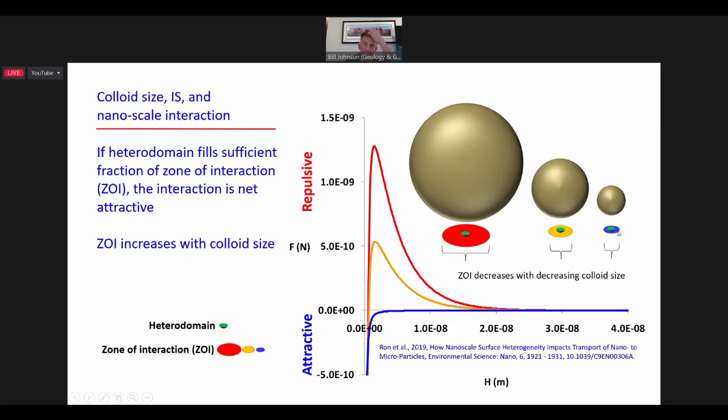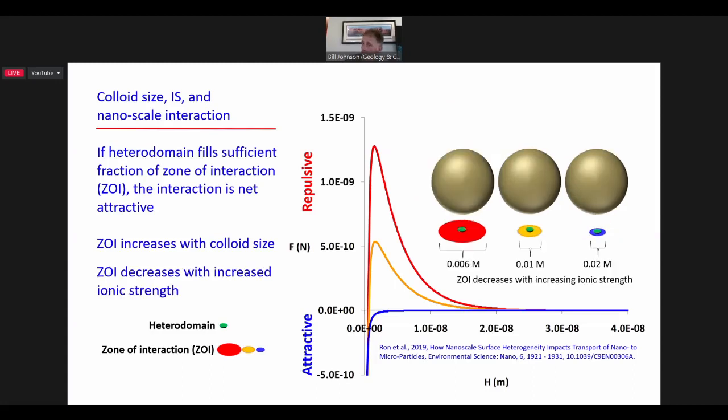And let's suppose there's heterogeneity on the surface, shown by that green disk. Well, you can see that the heterogeneity occupies a small fraction of the zone of interaction for the largest colloid. And so the interactions will be predominantly repulsive with some attraction in the very center of that zone, but not enough to remove the barrier. So you get this red, large repulsive barrier. In contrast, for the smallest colloid, the heterodomain occupies a majority of the zone of interaction and the barrier can be eliminated. So what the surface looks like to a colloid depends on the size of the colloid.